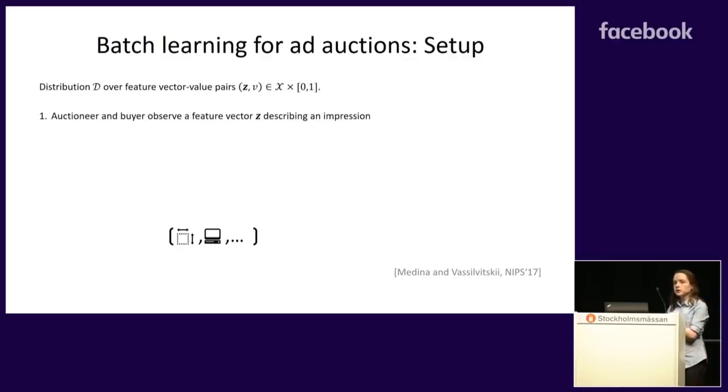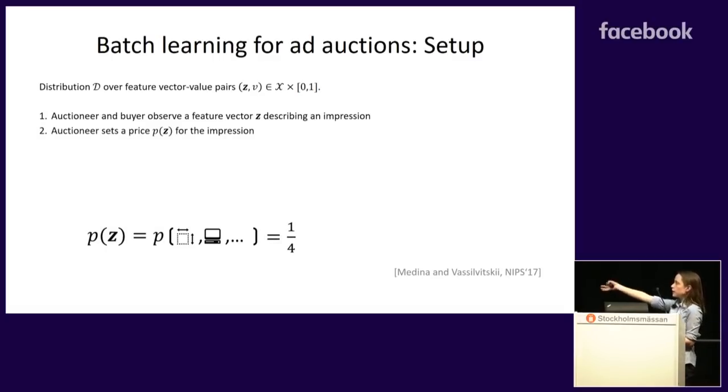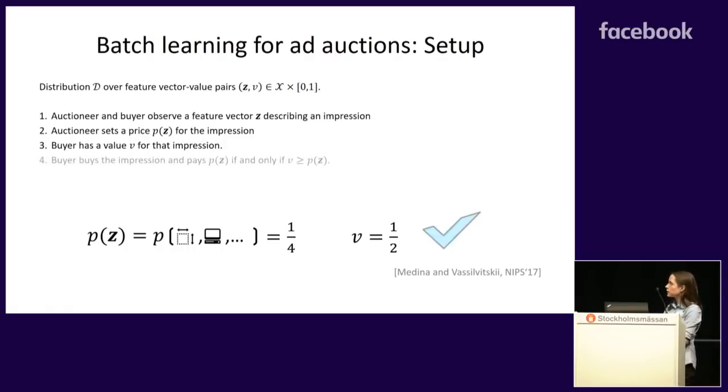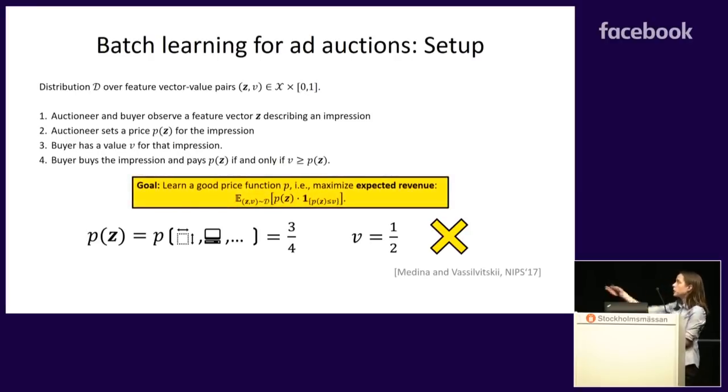Okay, and how this auction is going to work is that the auctioneer and the buyer are both going to observe this feature vector describing the impression. The auctioneer is going to choose a price for this impression. Maybe it's a quarter. The buyer is going to have some value for that impression. Maybe it's a half. And the buyer is going to buy the impression and pay the price if and only if their value is greater than the price. So if their value is 1/2 and the price is a quarter, they're going to buy it. But if the price goes up to 3/4, they're not going to buy it anymore. So the question is, how do we learn a good price function P that maximizes revenue?